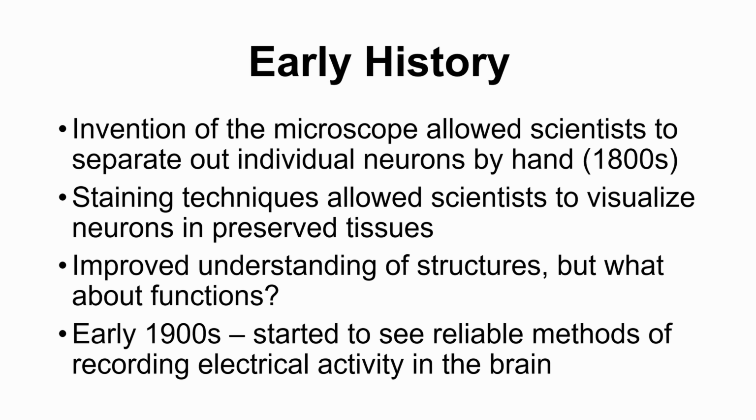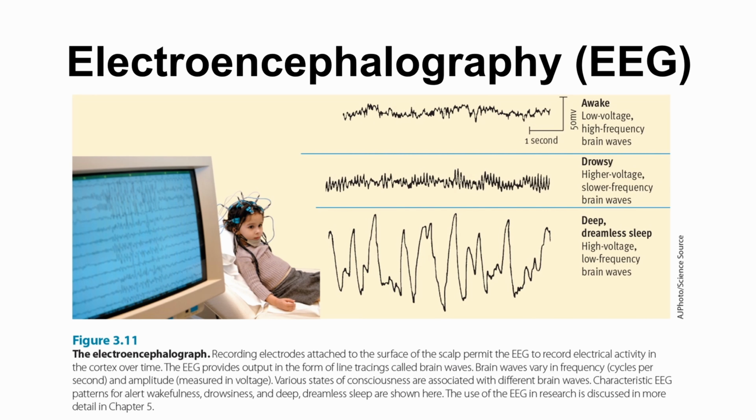So, in the early 1900s, we started to see the development of reliable methods of recording electrical activity in the brain, which has evolved into all of the myriad of techniques that we have nowadays that allow us to study brain functionality and what's going on internally. We can start by talking about electroencephalography, or EEG. And this is a way of monitoring electrical activity in the brain.